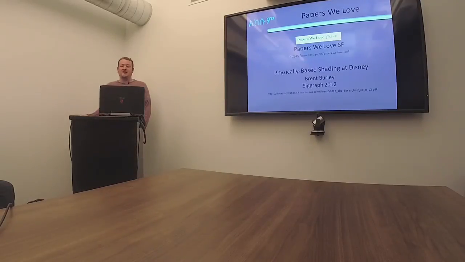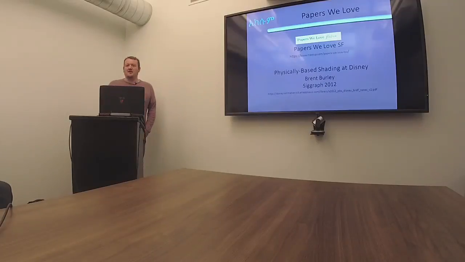The material in this presentation comes from Brent Burley's 2012 Siggraph paper, Physically Based Shading at Disney. I really like this paper. I think it's a good overview of physically based shading, as well as a good description of how Disney Animation Studios implemented physically based shading in their renderer. I've not covered all material in the paper in this talk, so I'd recommend you download the paper at that URL there.